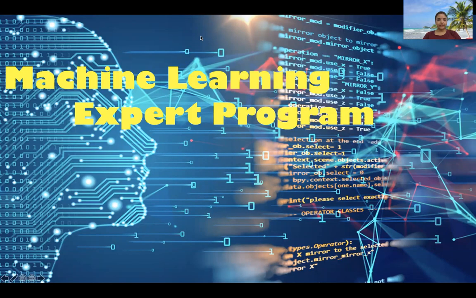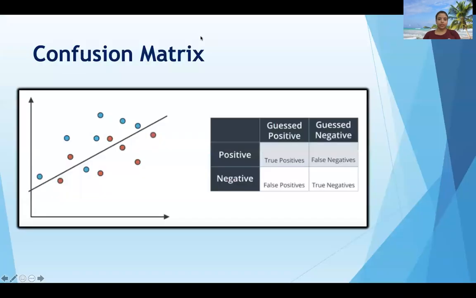In the previous session, I explained the confusion matrix and asked you to solve one problem. So we will work on that problem. Here I asked to create a confusion matrix with this model. This model says that the line separates the positive region from the negative region, and this blue point is a positive point and the red point is a negative point.